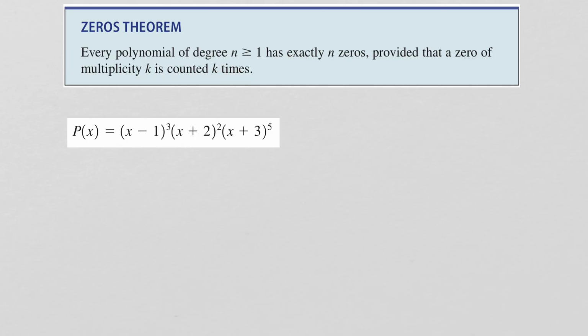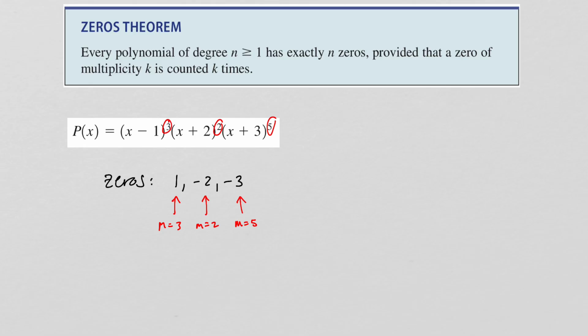So for example, here we have a polynomial p of x. If I were to ask you for the zeros of this polynomial, you would probably tell me 1, negative 2, and negative 3. And this looks like 3 zeros. But we have to remember that because the factor x minus 1 is raised to the third power, the multiplicity of the zero 1 is 3. And x plus 2 is raised to the second power, so the multiplicity of this zero is 2. And the last factor there is raised to the fifth power, so the multiplicity of that zero is 5.